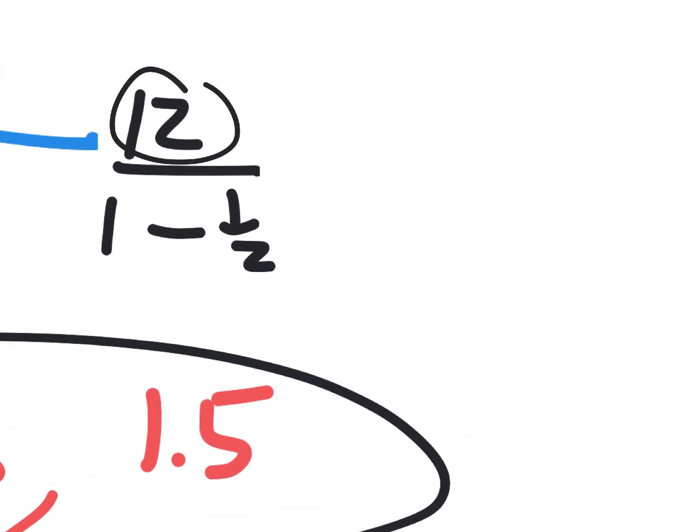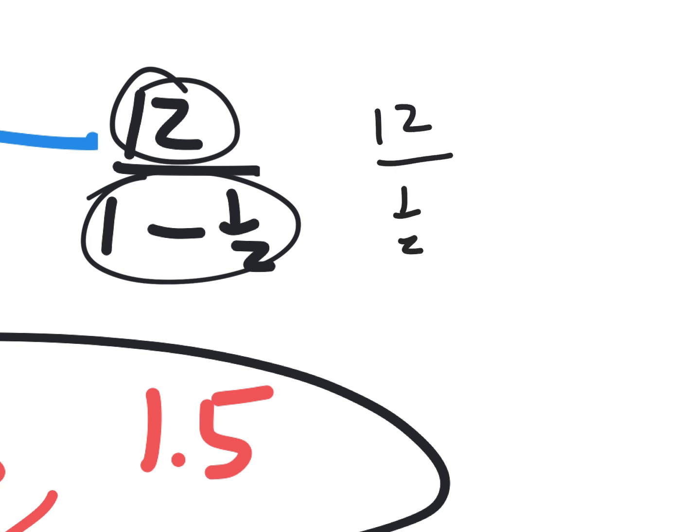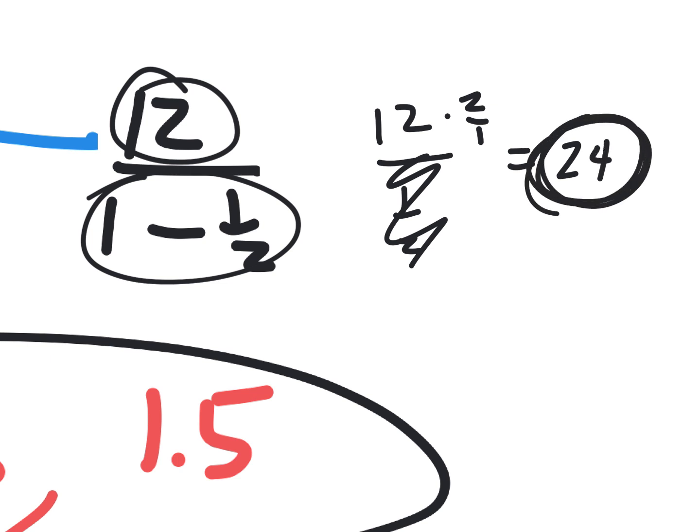So we got 12 over 1 minus a half. 1 minus a half is a half. So this is the same as timesing by 2 over 1, so he's right, 24. That's what that whole series would have added up to. Any questions about that one?